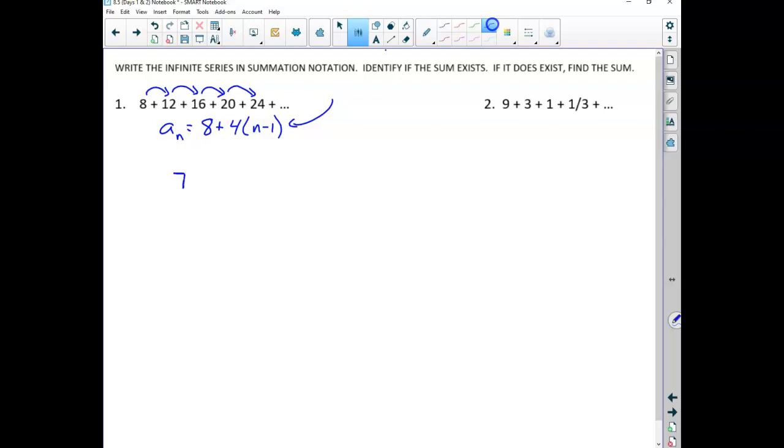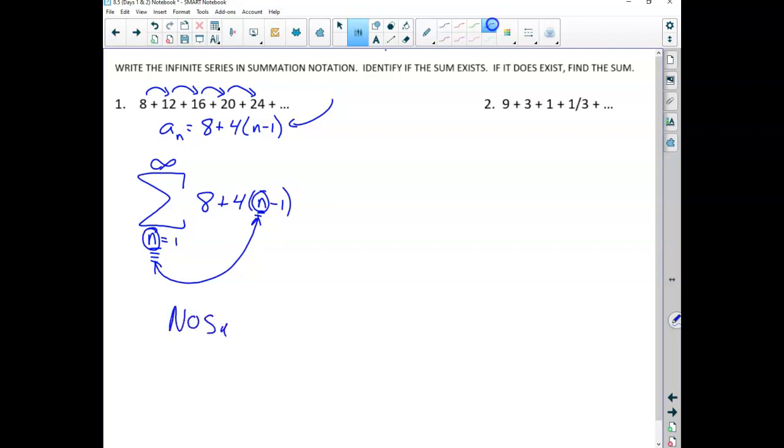I can say my sum is going to start at n equals 1, and it's going to go on forever of my 8 plus 4 times n minus 1. Okay, remember, I have to be in variable harmony here. These guys got to match. Whatever my index is, my variable in my function has to match. So that's my sequence written in summation notation. It has no sum. Why? Because it's an arithmetic sequence. That's all I need to know about it.